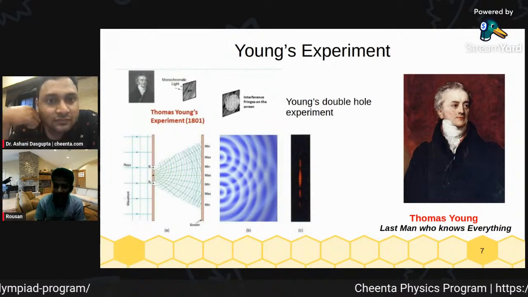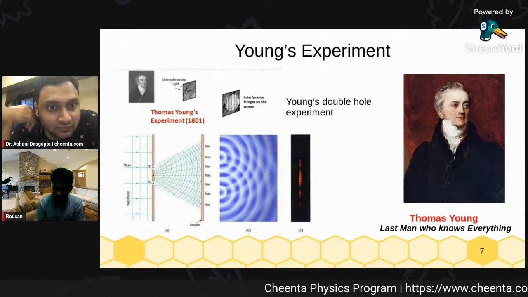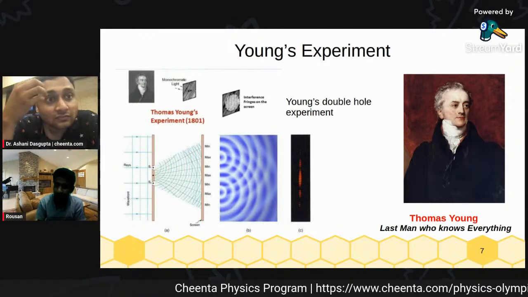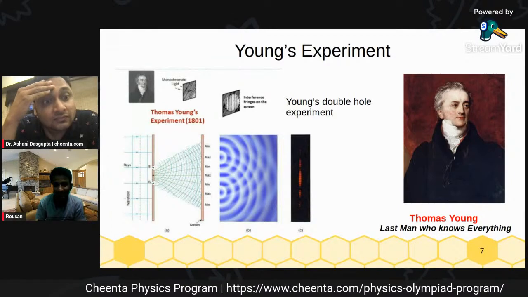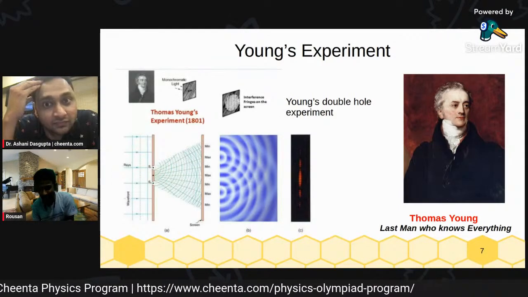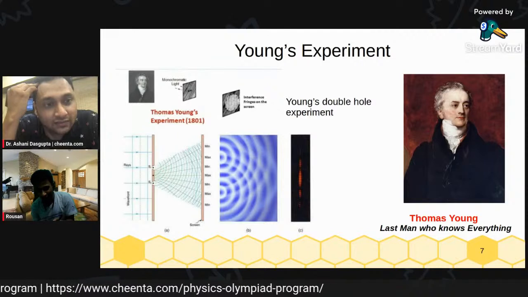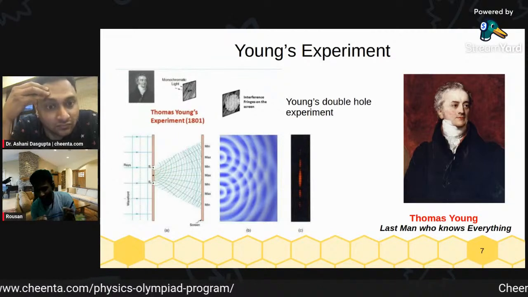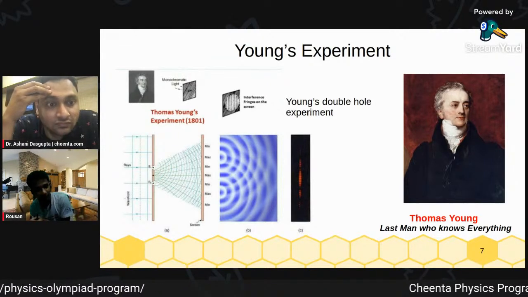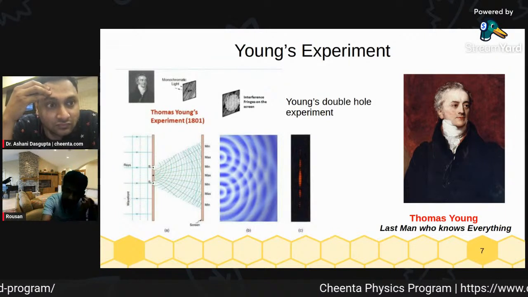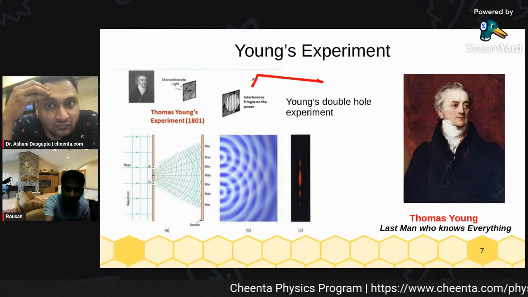Young's original experiment never contained two slits. It was actually two holes. That's why I have written Young's double hole experiment. So there were basically two holes, and he was throwing light through those holes, and there was a screen on which the light falls.